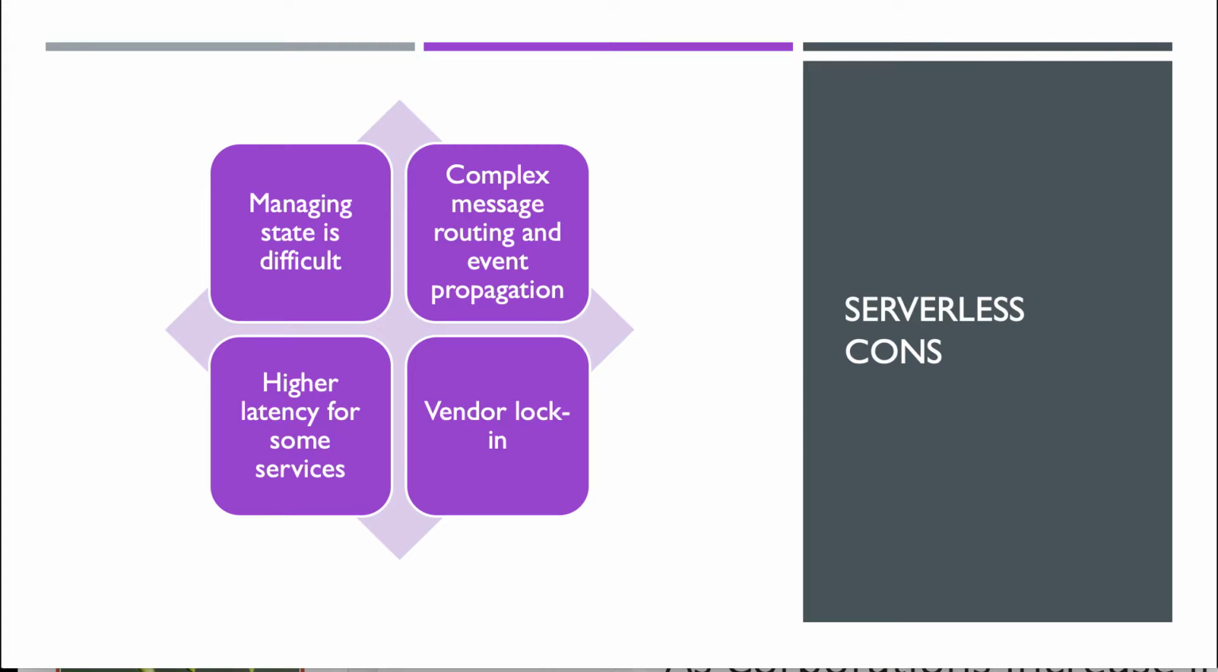We mentioned complex message routing and event propagation. So now we have the incoming message or request that's being propagated from one function to an app to other functions, and so the routing can get quite complex. And when you have a bug, it's quite difficult to trace exactly the route that that bug took through your software. For some of the services, there is higher latency.